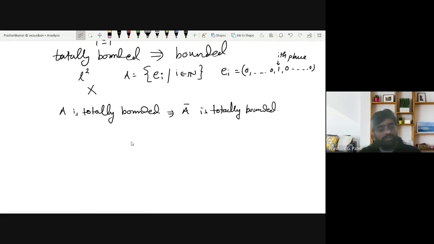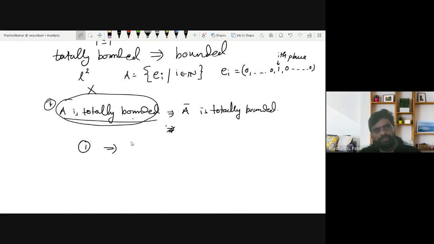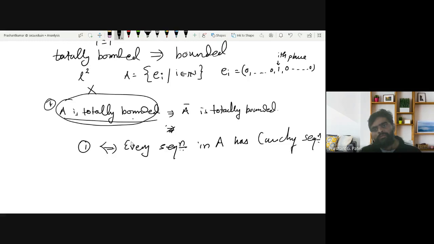And we have discussed a very important result which says that A is totally bounded, if I call this statement 1, then 1 is if and only if every sequence in A has a Cauchy sequence. This is another theorem which we have proved in the previous lecture, that one part we did, the converse part I have given you as a project to do.